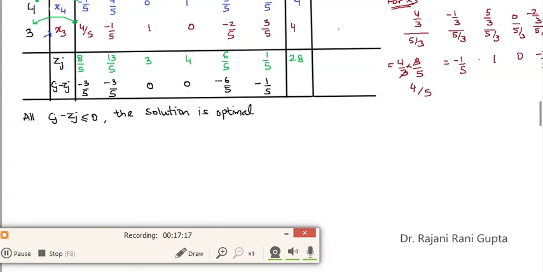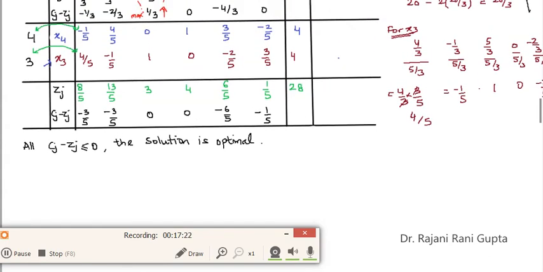Now when we want to write down the solution, what will it be? In the final table, we have only two variables, x4 and x3. So we have non-zero values for these two. And what is the value? The value from here, the right hand side. So their value is 4. The other variables x1, x2 are not there, so their value is 0. The maximum value of z is 28. This is the value of z. So this is your solution.